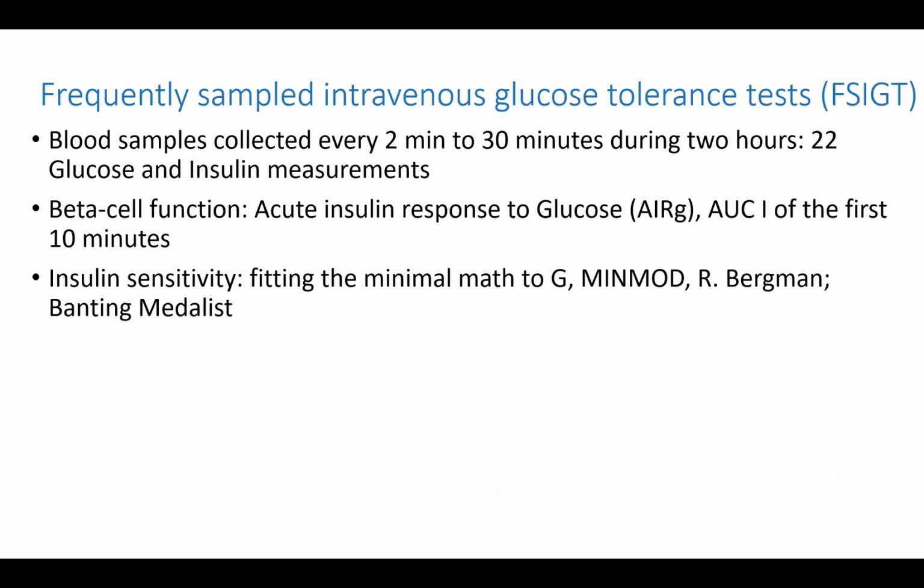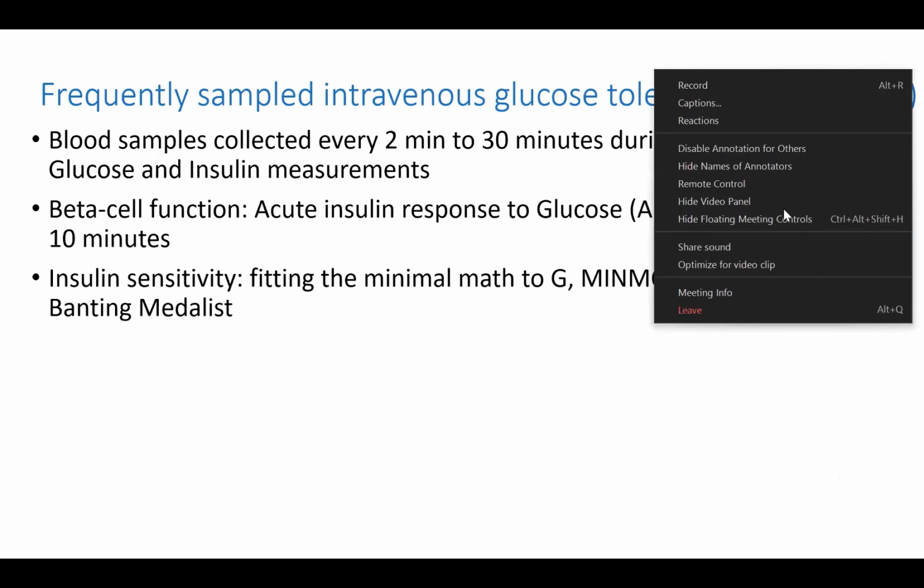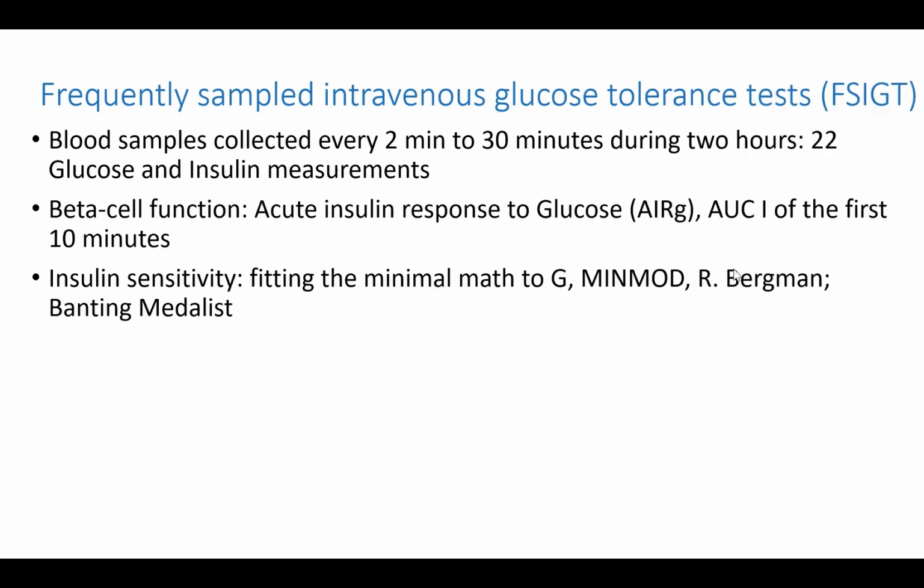Next, we're going to see the IVGTT, the frequently sampled intravenous glucose tolerance test. Blood samples are collected every 2 to 30 minutes during the 2-hour study, and glucose and insulin are measured. Beta cell function is estimated by the acute insulin response to glucose, AIRg, the area under the curve of insulin for the first 10 minutes. Insulin sensitivity is estimated by fitting the minimal model to glucose. We call this the MINMOD, developed by Richard Bergman, a Banting medalist.